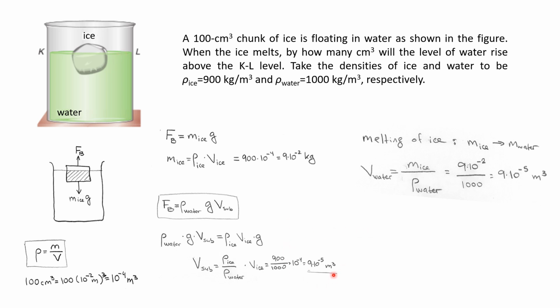So originally, when the ice was floating, it was displacing 9 times 10 to the minus 5 meter cubes of water. But when it melted, it transformed into 9 times 10 to the minus 5 meter cubes of water. So overall, the level of the water does not change. I hope this is clear, and that's the answer to this question. The level of the water remains the same.